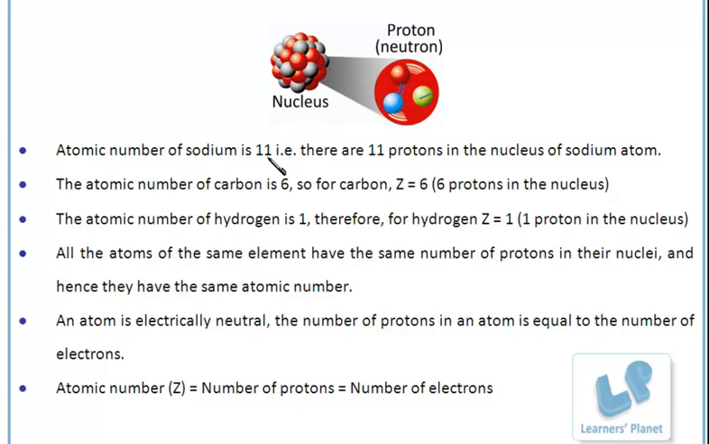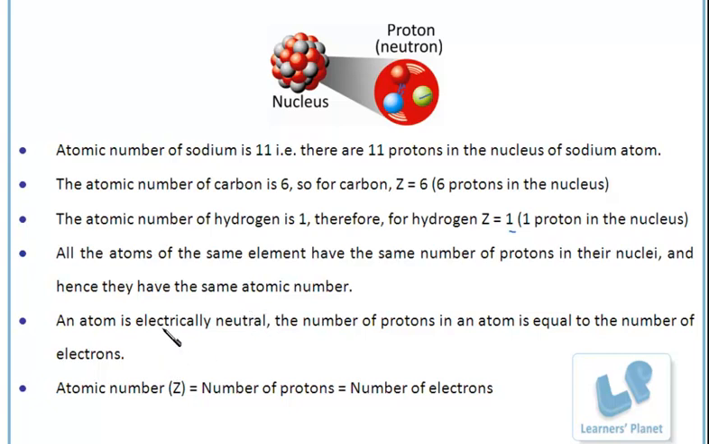The atomic number of sodium is 11. That is, there are 11 protons in the nucleus of a sodium atom. Likewise, the atomic number of carbon is 6, so Z is 6, and there are 6 protons in the nucleus. The atomic number of hydrogen is 1. Therefore, for hydrogen, Z is equal to 1. There is 1 proton in the nucleus. All the atoms of the same element have the same number of protons in their nuclei, and hence they have the same atomic number.